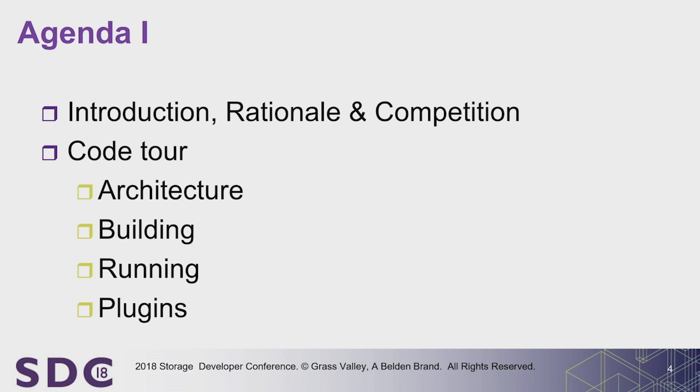But what we're going to do this year. I'm going to give you an introduction and a rationale, because it's quite an odd thing to have done what we're doing. And I don't mean competition in the sense that we're trying to compete with anything, but how do you write a file system on Windows? That's the competition we're trying to look at. And then I'm going to give you a code tour, and it will get nice and techy.